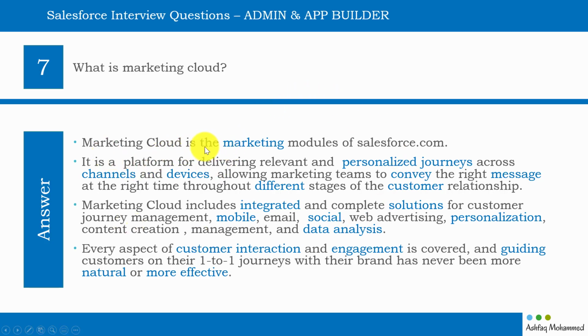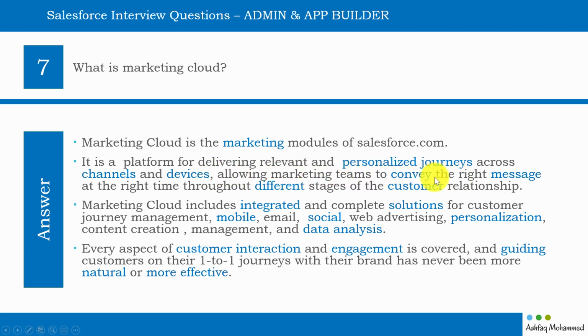So Marketing Cloud is the marketing module of Salesforce.com, and it is a platform for delivering relevant and personalized journeys. If you have noticed, for these types of emails you will also get "Hi" and then your name, right? It will not say "Hi there." And for example, if it is specific to your location, they will also include the location, right? Today we are having this offer in this location, in this country or city, whatever it is, right? Those kinds of personalizations can be done and emails sent using this Marketing Cloud, right?